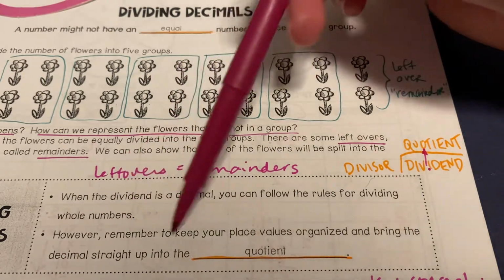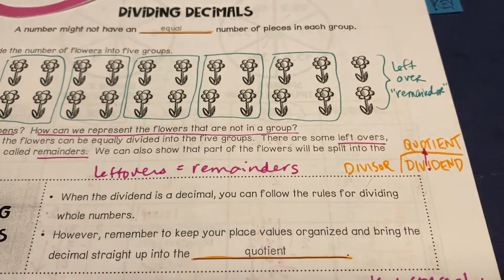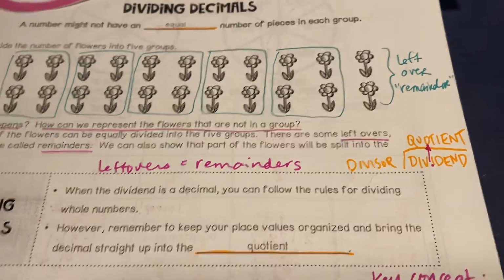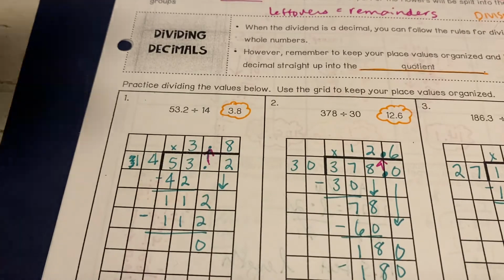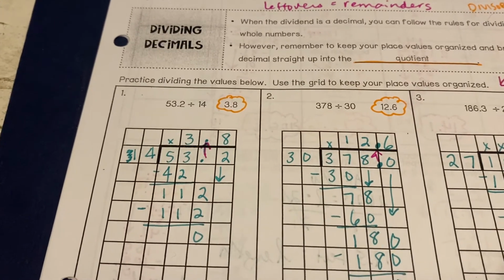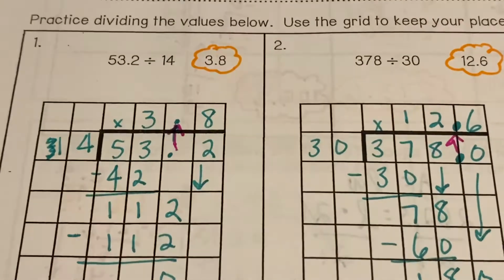So right here it says, however, remember to keep your place values organized and bring the decimal straight up into the quotient. So please write the word quotient in that fill in the blank. And let's look at how this works. So we're now going to practice dividing the values below, and we're going to use the grid to keep our place values organized. Okay, so for number 1, we have 53.2 divided by 14.